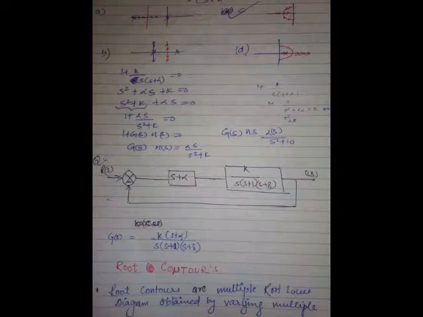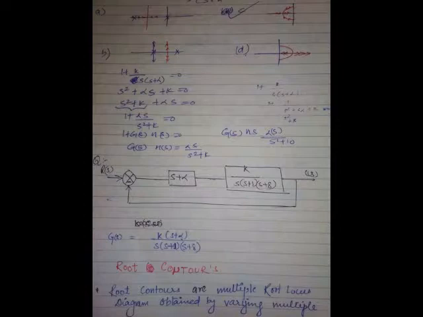It is s square, s1, s0: 1, k; 3 minus k, 0; k, 0. 3 minus k equal to 0. What is the k marginal value? 3. What is the auxiliary equation? S square plus k, so s square plus 3, s equal to plus minus of j 1.732. So this is where the poles are crossing the imaginary axis.